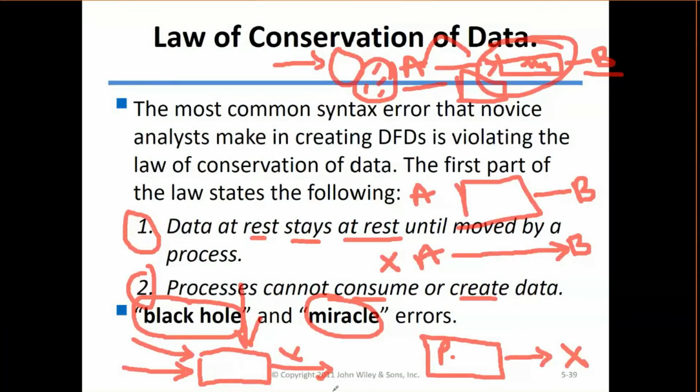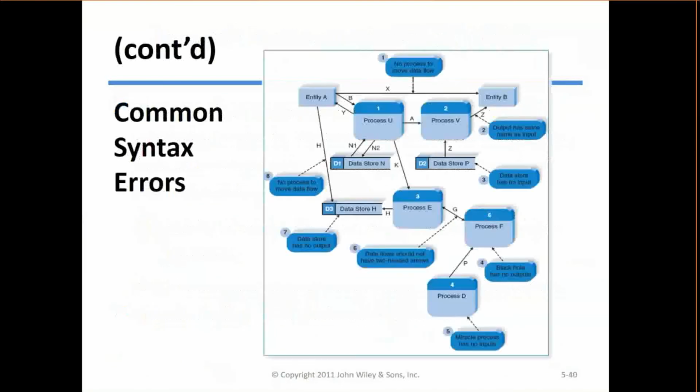So it is a rule to check your DFD diagram. This is actually a two-part rule: black hole and miracle. Any violation of this rule means your diagram is wrong. When we are checking your diagram, we check from this perspective. This is another way to understand whether my diagram is wrong or right.